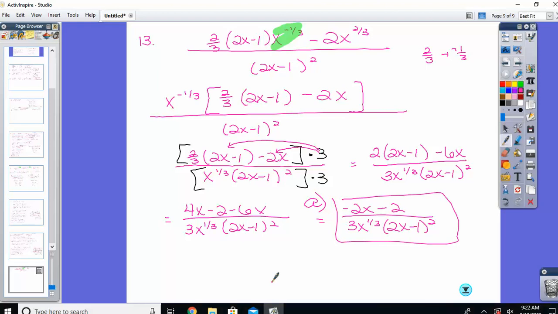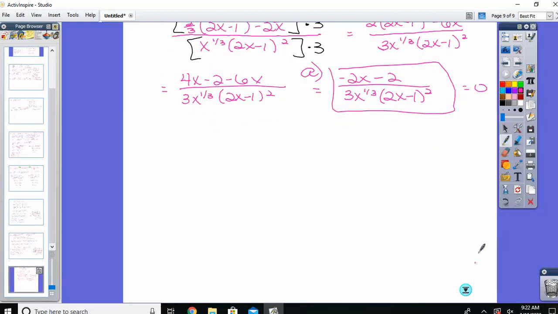Part B wants to know when this equals 0. If you set a fraction equal to 0, the first thing you do is multiply over the denominator, and 0 times anything is still 0. So it's really just when the top of the fraction is 0. And you get -1. And that's your answer to part B. No, it's just when the top.